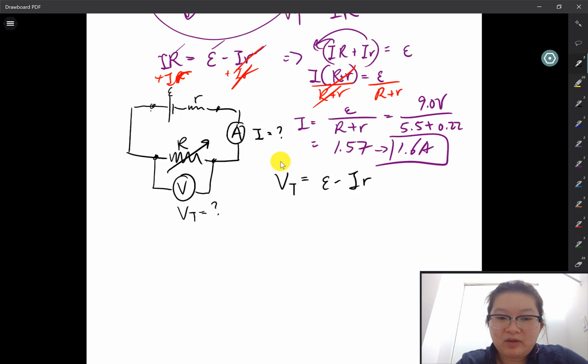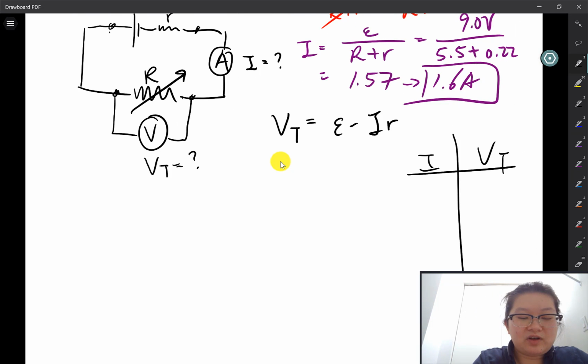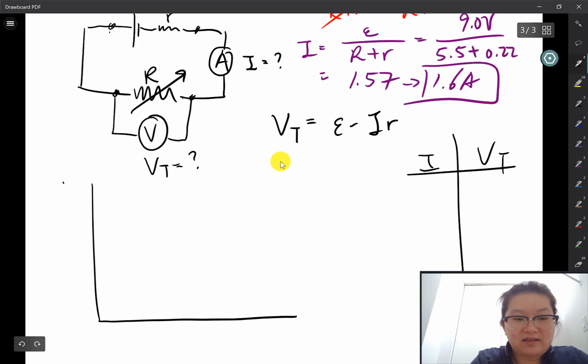Going back to that equation where V, the terminal voltage, is equal to epsilon minus I small r, by changing up this variable resistor, we are going to produce a table of values for your current as well as for the terminal voltage. Then guess what? We are going to graph this data. So if you graph this data, you're going to get something that looks like this.